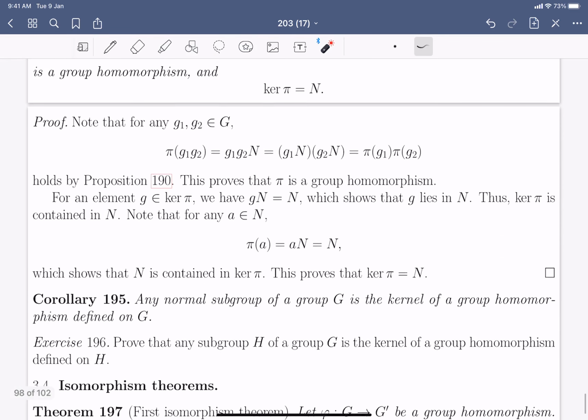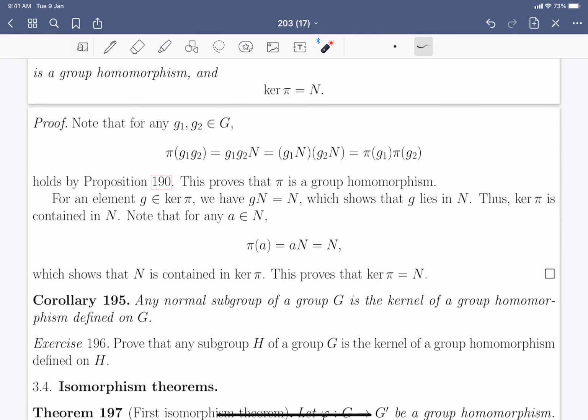So pi of g, which is gN, has to be the identity element, which is N, right? Okay, great. And from this equality we see that g has to lie in N, because g times the identity, g times e, which is equal to g, lies inside gN, and gN is equal to N, so the element g lies inside the subgroup N. Thus, whatever element g we pick from the kernel of this group homomorphism pi, it has to lie in N. In other words, the kernel of pi is contained inside N.